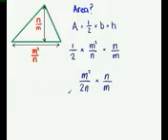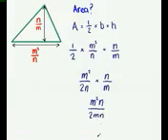Multiplying the numerators again, first of all, m squared times n gives us m squared n, and multiplying the denominators, 2n times m gives us 2mn. Is this our final answer? Well, no, because we can simplify.